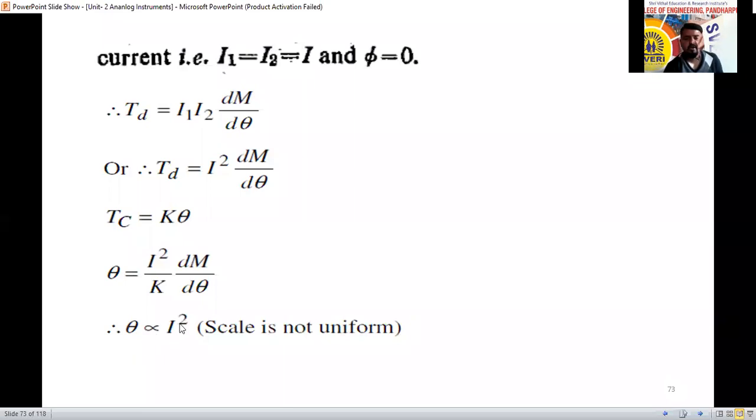For the voltmeter, in the place of I, we have to derive the equation in the form of V. For the wattmeter, we have to consider it in the form of VI cos phi.